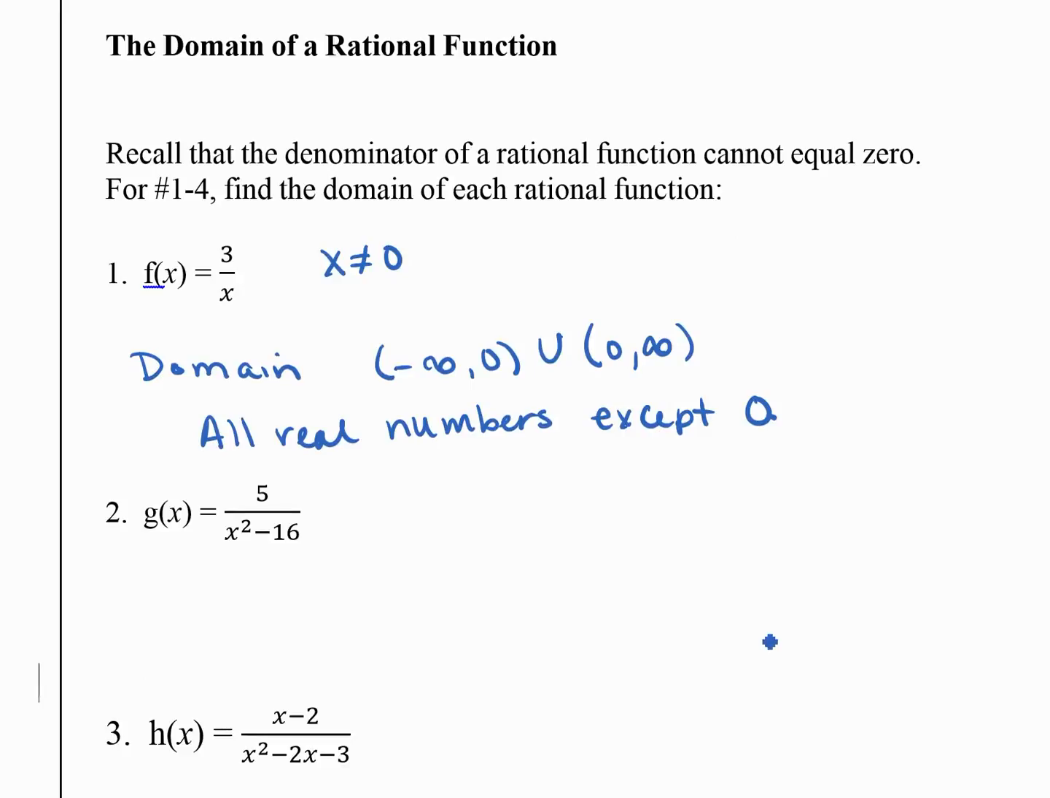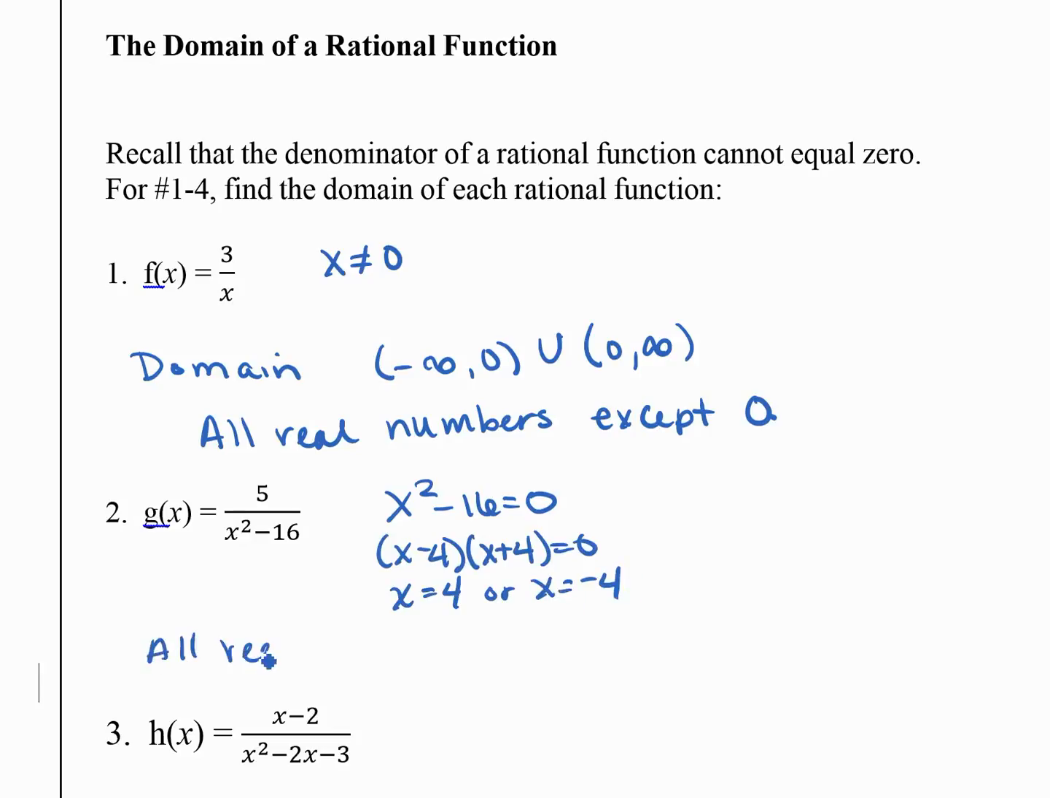Okay, so for number 2, we have g of x equals 5 over x squared minus 16. Well, to find what we have to leave out, we want to know, well, when is x squared minus 16 equal to 0? And x squared minus 16 factors as x minus 4 times x plus 4. It's a difference of squares. So this is 0 when x equals 4 or x equals negative 4. So our domain is all real numbers except negative 4 or 4.